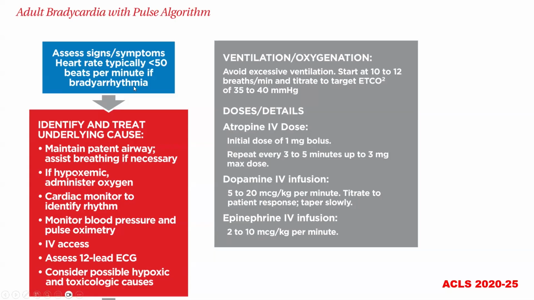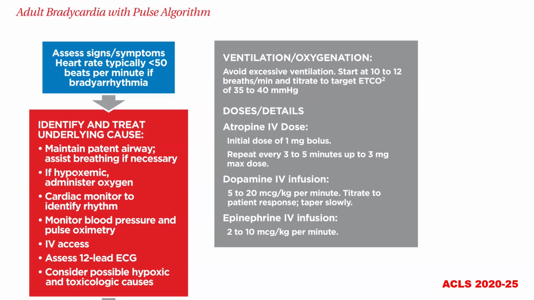Identify and treat the underlying cause. Maintain the airway. Assess breathing if necessary. If hypoxemic, give oxygen. Monitor, and look for the rhythm, apart from what the type of bradycardia is: type 1, type 2, type 3. Have IV access, check the blood pressure and pulse ox, and have a 12-lead EKG done.